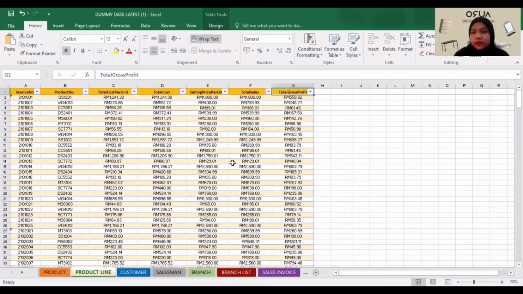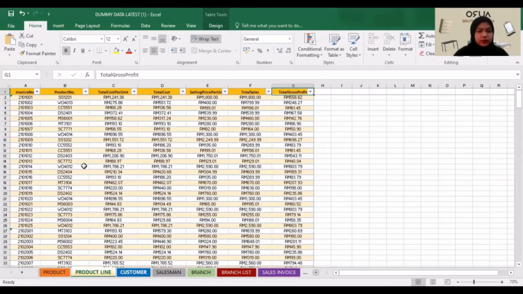Product line table is a bridging table that connects the product table and also the sales invoice table. So here we have attributes of invoice number, product number, total cost per unit, total cost, selling price per unit, total sale, and also total gross profit.